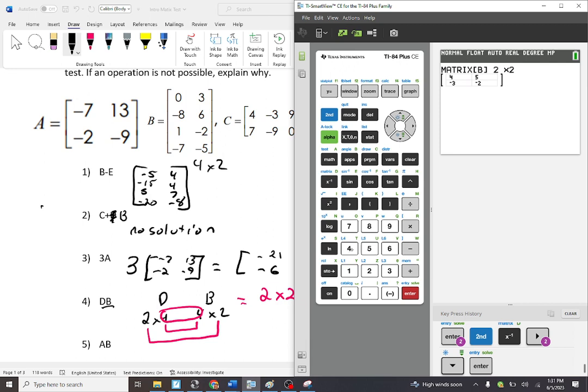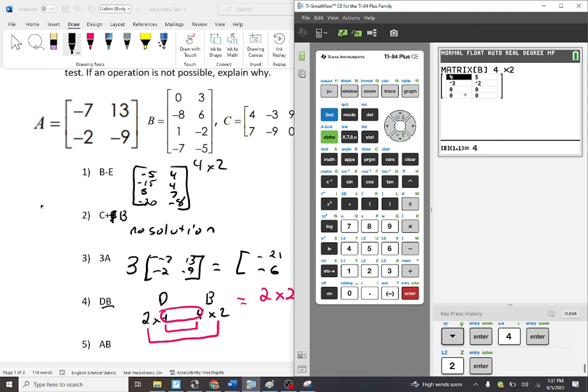In this case, this is a 4 by 2. So I'm going to have to put 4 on top and 2 next. So it's a 4 by 2. Your matrix should look the same shape. If it does look the same shape, you probably just flipped the 2 by 4. Okay? Then I'm plugging in the numbers. 0, 3, negative 8, 6, 1, negative 2, negative 7, negative 5. After I plug in all those numbers, I'm just going to quit.